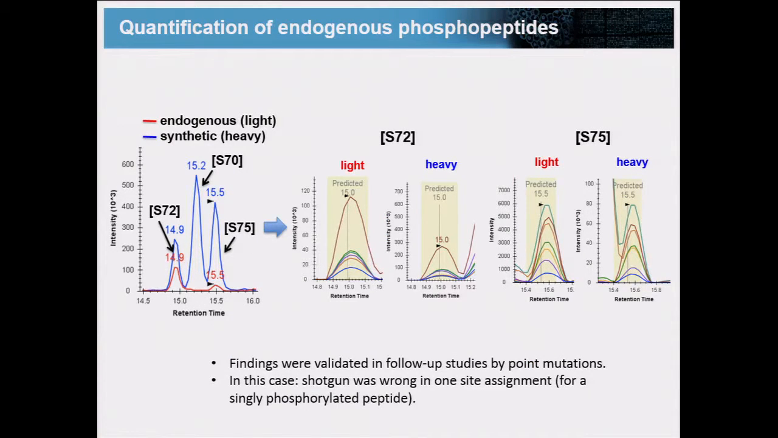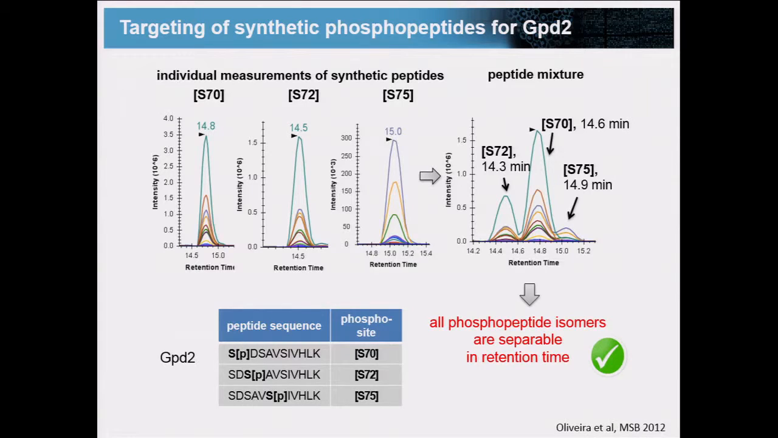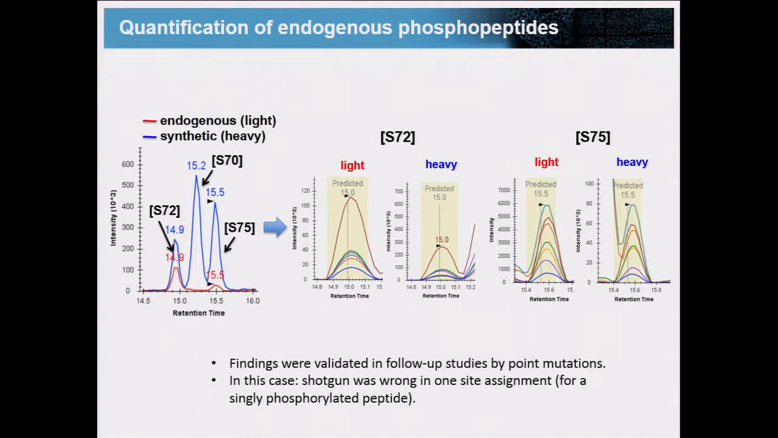And then when we go to the real experiment, we of course now have the endogenous, which is a yeast that was grown in some conditions, and the synthetic heavy. These are the synthetic heavies, and we see that in fact, when we had the shotgun data, one of the localizations was actually wrong. We don't have any light signal here. We only have two heavies.